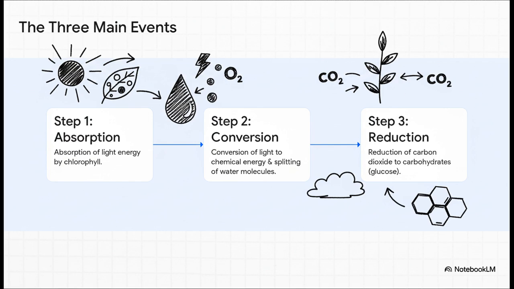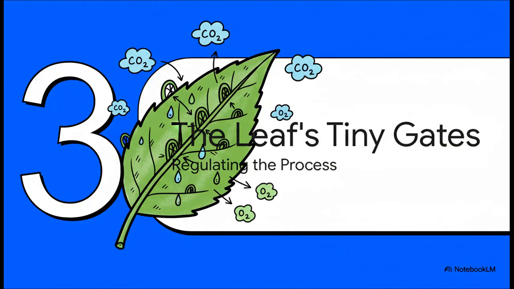First, in step 1, the chlorophyll inside the leaf acts like a tiny solar panel, absorbing energy from sunlight. Then, in step 2, this light energy is used to do something quite amazing. It is used to split water molecules apart. This is the step that releases oxygen, the very oxygen that we all breathe. And finally, in step 3, the plant uses all this captured energy to convert carbon dioxide into its food, which is glucose, a carbohydrate.